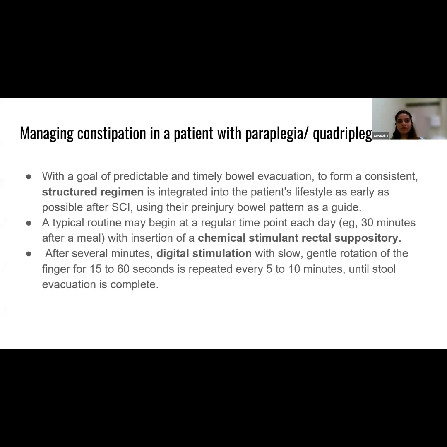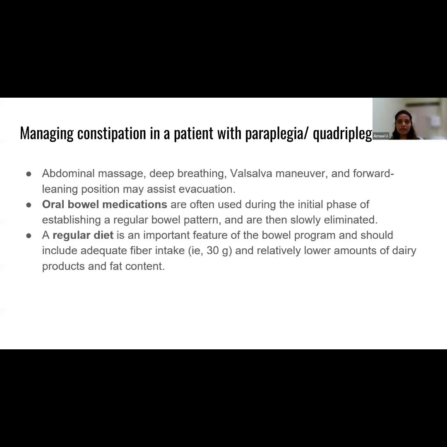So how are we going to manage it? First and foremost is the goal of predictable and timely bowel evacuation, to form a consistent structured regimen which is integrated into the patient's lifestyle as early as possible after the spinal cord injury, which need not always be traumatic. It can also be because of malignancy leading to spinal cord compression. Use the pre-injury bowel pattern as a guide. A typical routine may begin at a regular time each day, for example 30 minutes after a meal, with insertion of a chemical stimulant rectal suppository. Then, after several minutes, digital stimulation with slow, gentle rotation of the finger for 15 to 60 seconds is repeated every 5 to 10 minutes until the stool evacuation is complete. Abdominal massage, deep breathing, Valsalva maneuvers, and a forward-leaning position may assist evacuation.